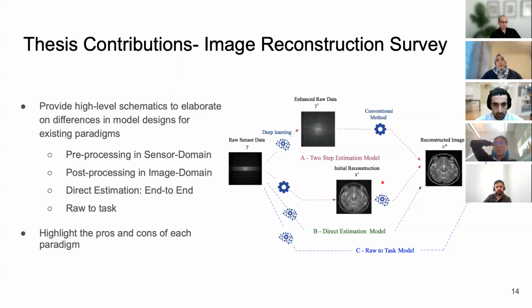A post-processing paradigm uses a few iterations of iterative methods or a simple analytical approach, and then enhances the results using deep learning. There is a move toward direct estimation, or what we call the end-to-end model, where we move directly from sensor domain data to the reconstructed image, avoiding any conventional methods in between. And a recent trend is the task model, where we focus directly on the ultimate downstream task, skipping or only partially recovering the reconstruction.